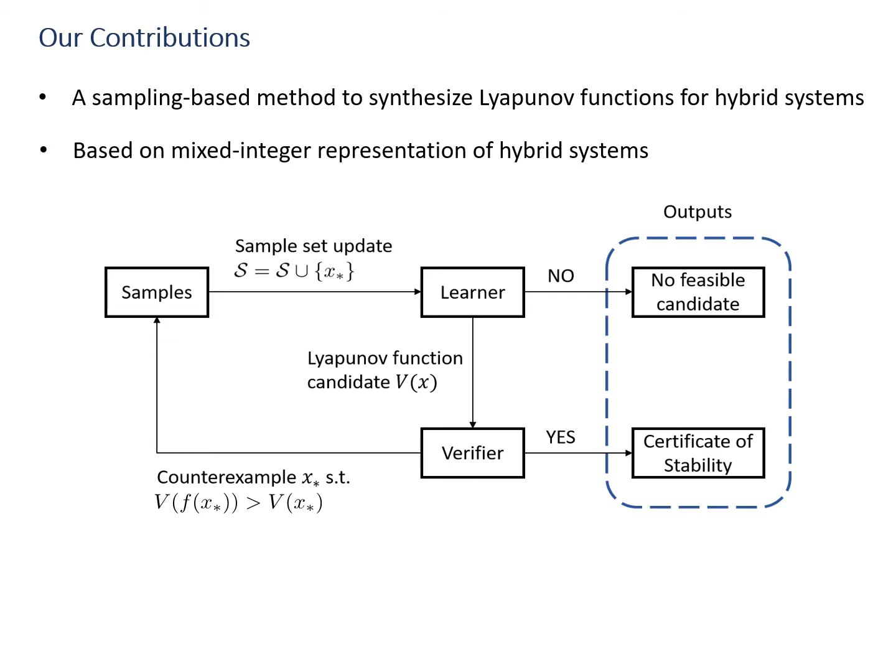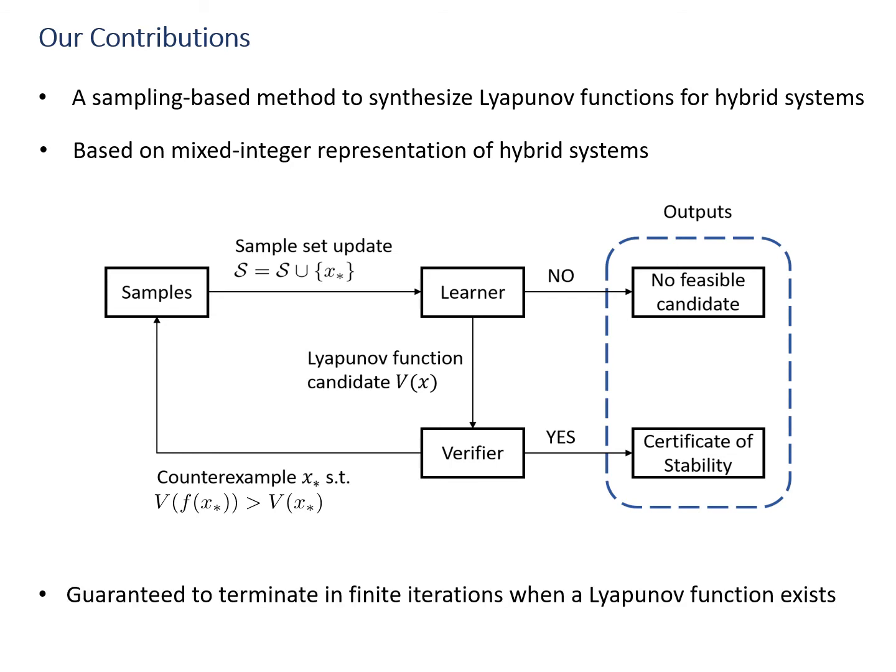The verifier module then either verifies the Lyapunov function candidate or it rejects it with a counterexample, in other words, a state x star where the Lyapunov function is not decreasing. Then this counterexample is added to the set of samples so that the learner can refine its guess of the Lyapunov function in the next round. This interaction between the learner and verifier continues until we either find a Lyapunov function or certify that there exists no Lyapunov function in the entire class of functions considered. Importantly, this iterative algorithm is guaranteed to terminate in a finite number of iterations when a Lyapunov function in the considered function class indeed exists.